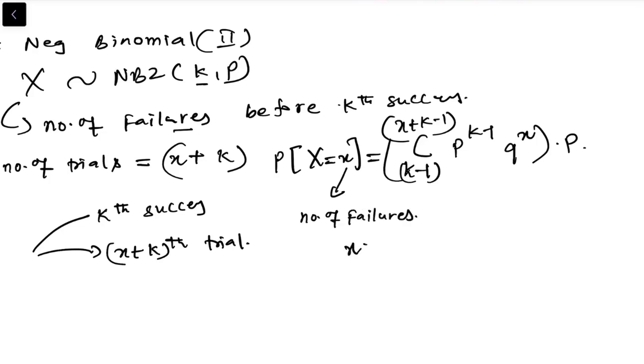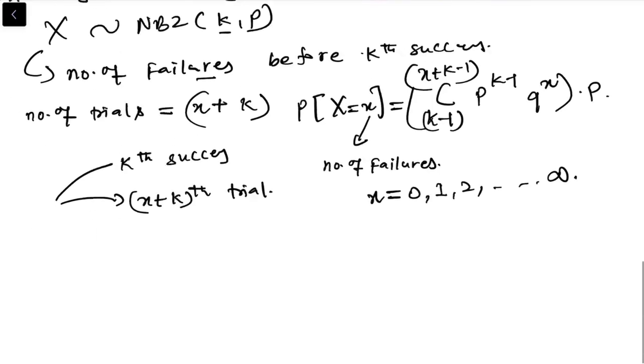So what is the range of x now? You can have 0 failures, 1 failure, 2 failures, and so on up to infinity to achieve k successes. You can have no failures until you achieve k successes, or you can have 1 failure, 2 failures, many failures.